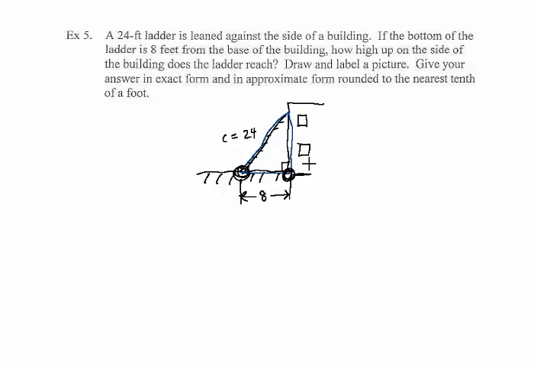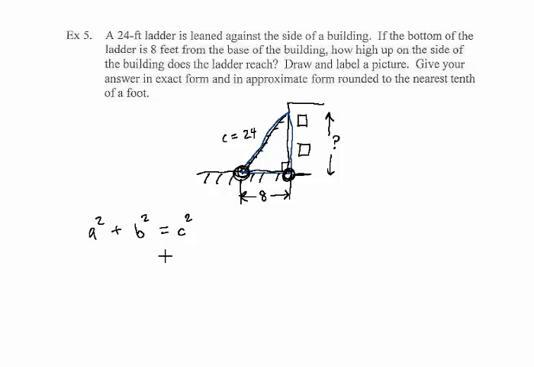Okay. Now they want to know how far up the side of this building the ladder goes. Okay, the ladder's 24 feet, but it's leaning against the building, so it doesn't exactly go from the base up the side of the building 24 feet. It's a little shorter than 24. So we want to find this side, and we apply our formula: a squared plus b squared equals c squared.